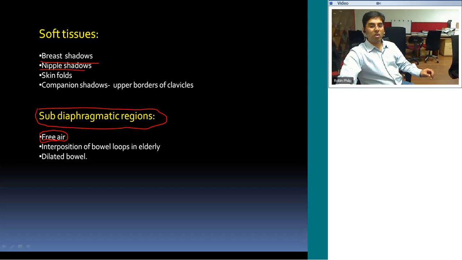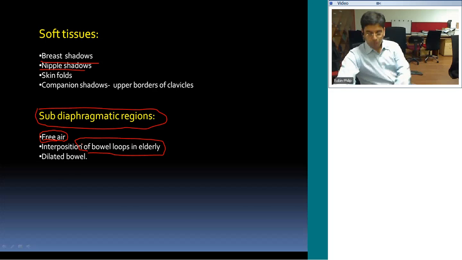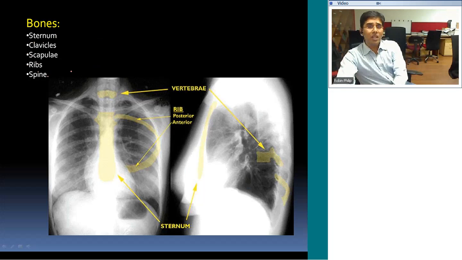Look for dilated bowel loops in the upper abdominal regions, and sometimes you do see interposition of bowel loops in the right upper quadrant. That is Chilaiditi syndrome. That is a normal finding. So always make note of these things, and then move on to the osseous structures.